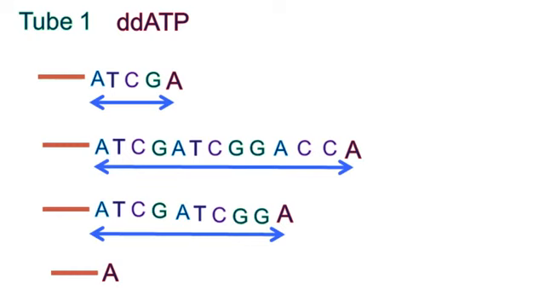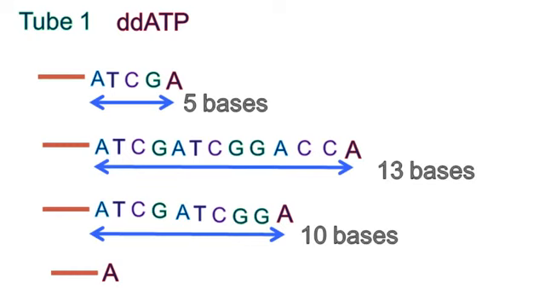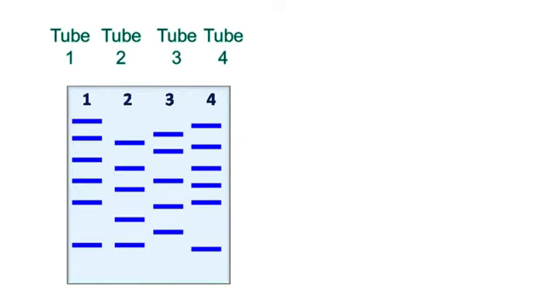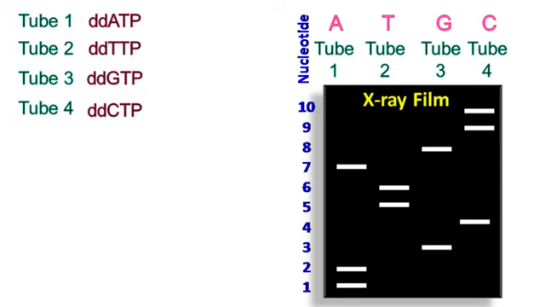Now, if the length of the fragment is known, then the location of adenine in the DNA can be estimated. The length of the fragments can be obtained by performing polyacrylamide gel electrophoresis and autoradiography. Once the autoradiogram is obtained, we can now have the sequence information of the desired DNA fragment.